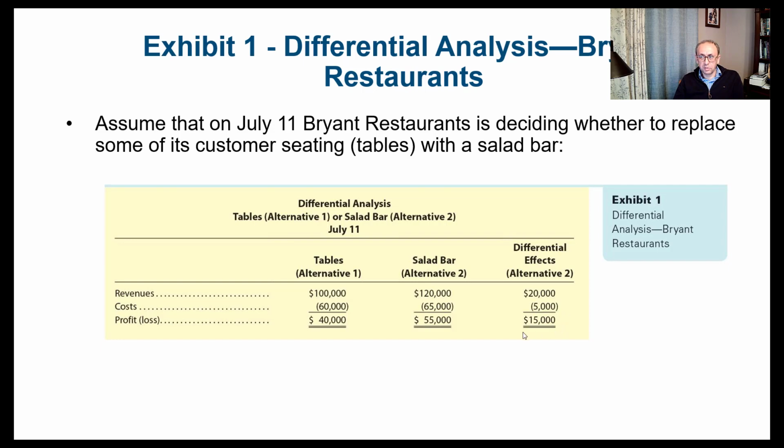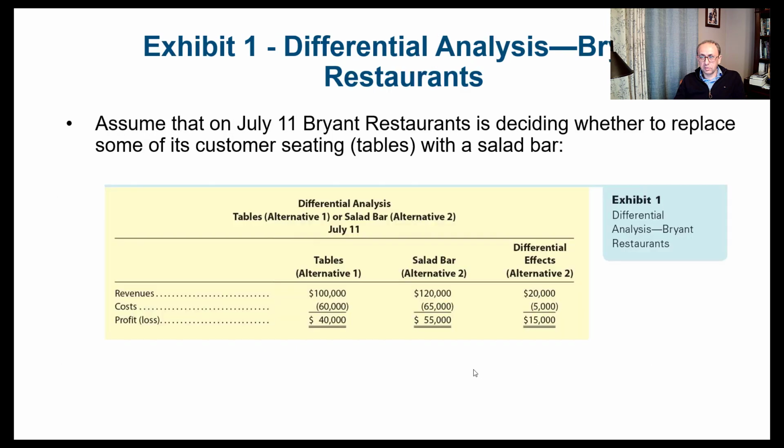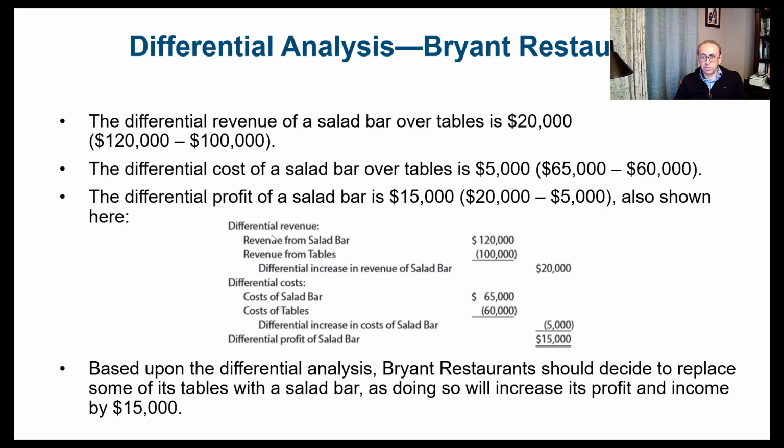That's a positive difference, so towards the salad bar. It seems like a salad bar would be a better option. So the differential revenue of a salad bar over tables is $20,000. The cost difference is $5,000. The differential profit is $15,000. And you can see here how we present it, which is basically similar to this differential analysis here. We got the differential revenue, differential cost to get the differential profit of the salad bar. So based upon the differential analysis, Bryant Restaurants should decide to replace some of its tables with a salad bar, because by doing so, they will increase its profit and income by $15,000.